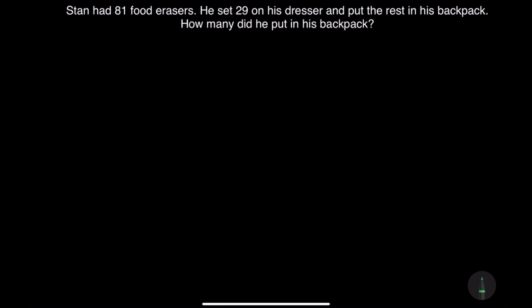Okay, Stan had 81 food erasers. He set 29 on his dresser and put the rest in his backpack. How many did he put in his backpack? All right, let's organize this information. Let's start with a little start, change, result. We need to know what Stan started with, what changed, and what he ended up with. What was the result? Stan had 81, so he started with 81.